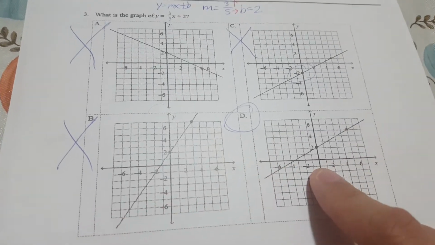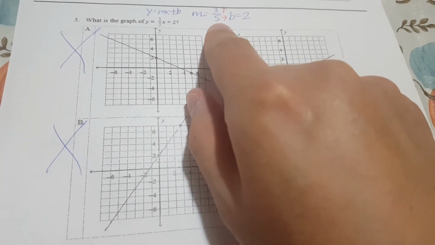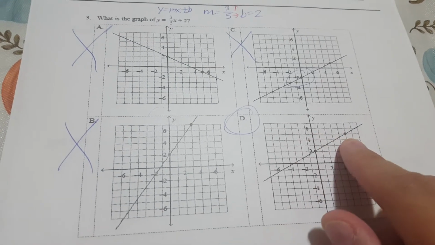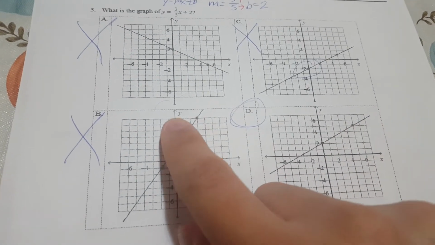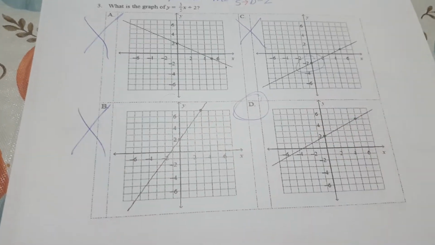And the answer is going to be D because, looking at your slope, I should be going up 3 and to the right 5 from point to point. And this is the other one that goes up 3 and right 5. This one goes up 5 and right 3. That's not the same thing. So that one's out. This one is D.